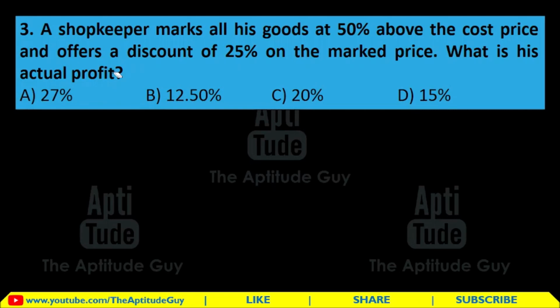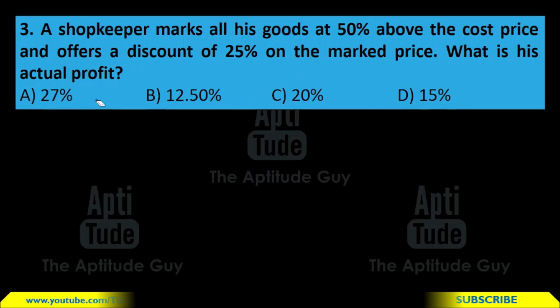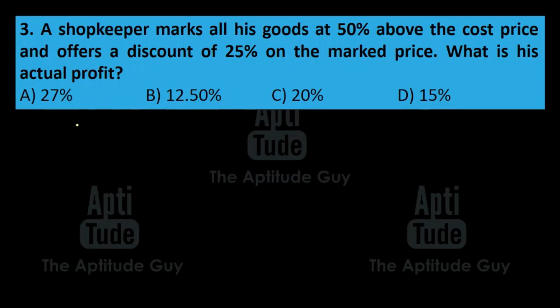Alright, let's do it. A shopkeeper marks all his goods at 50% above the cost price and offers a discount of 25% on the mark price. What's his actual profit? Alright, so first of all, let's take the cost price as 100.